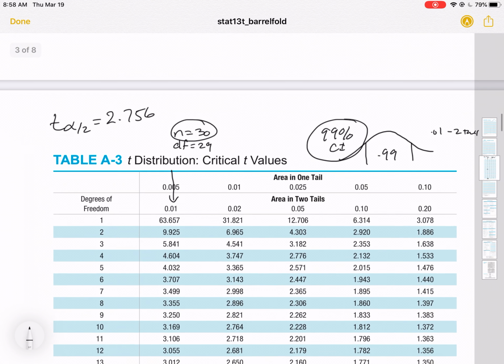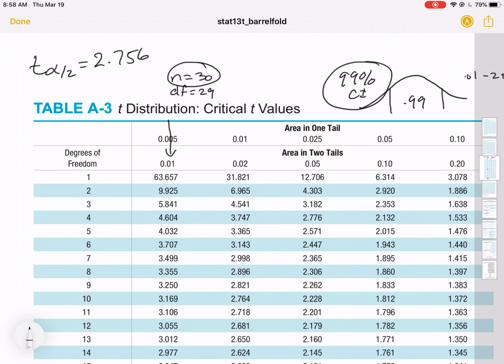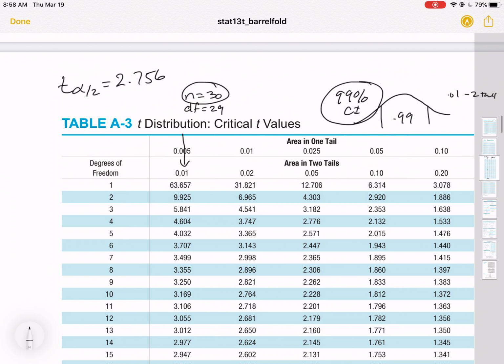So as we look across the top, hopefully degrees of freedom is easy. It's just the sample size minus 1. If you're looking carefully across the top and we just look at the area in two tails, then this first column must be for 99% since there's 1% split up into two tails. The second column must be for 98% because there's 2% split up into two tails. The third column must be for 95% because there's 5% split up into two tails. The fourth column must be for 90% because there's 10% split up into two tails. And then the last column is 80%.